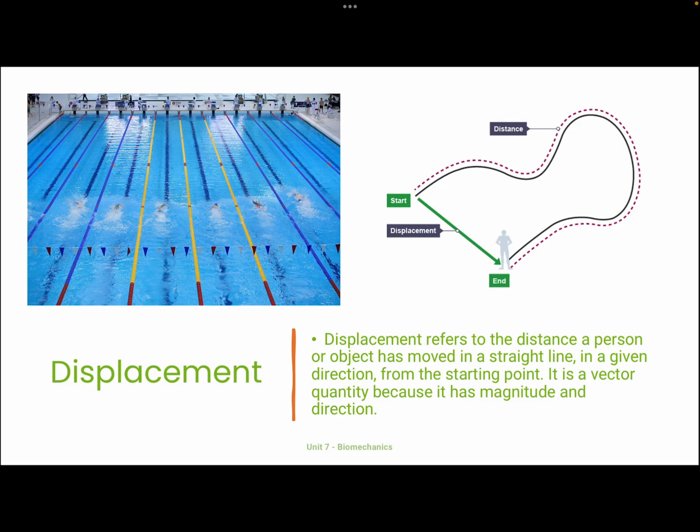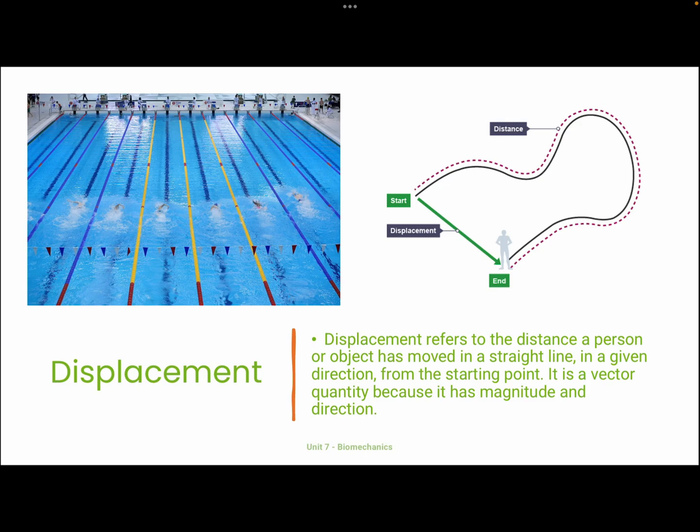Displacement refers to the distance a person or object has moved in a straight line in a given direction from the starting point. It is a vector quantity because it has magnitude and direction. Displacement is the direct, efficient route taken between points A and B. In the example below, we can see the displacement is smaller than the distance. Instead of going all the way around, the person has cut across from point A to point B. They have taken the more direct route, which will take less time.